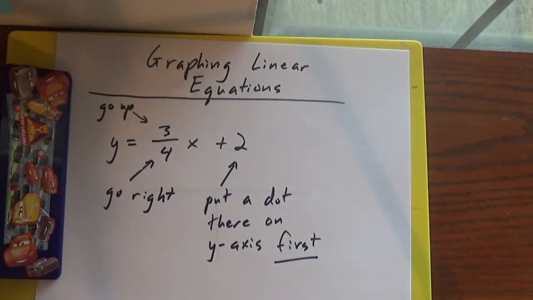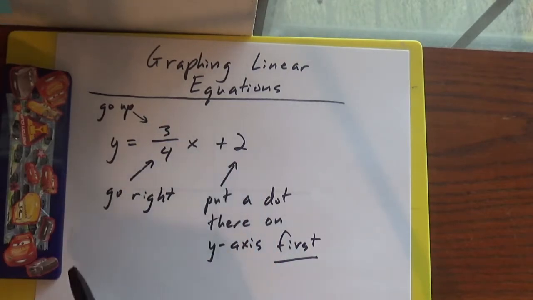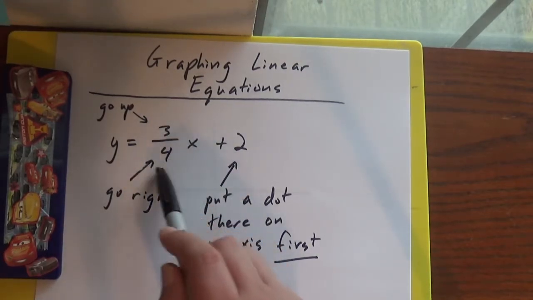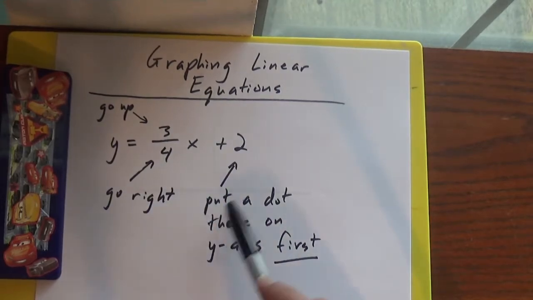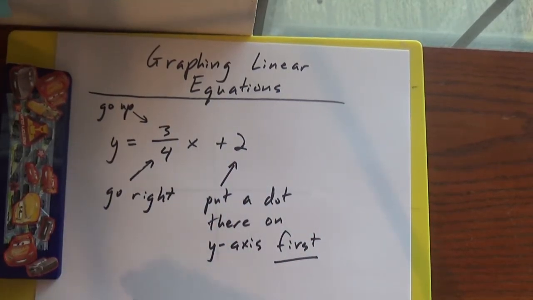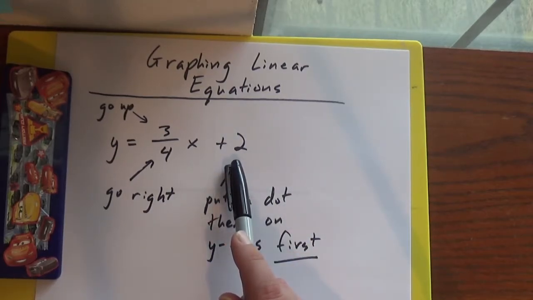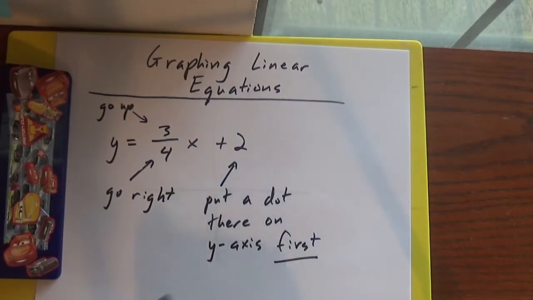Right now we're going to graph linear equations. So with our linear equation, we've got y equals a fraction x plus 2. This fraction here is our slope, and this number by itself is our y-intercept. So the first thing we're going to do is put a dot on the y-axis at plus 2, because that's our y-intercept. We do that first.